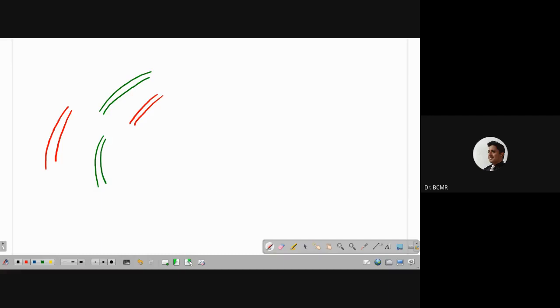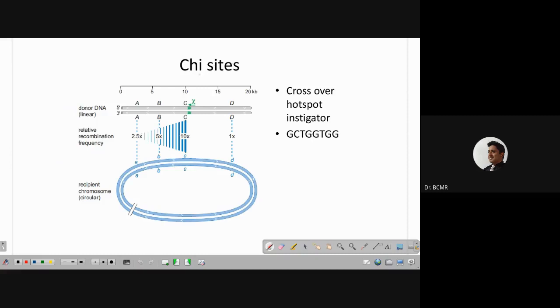And that is where these sites come in. These are called chi sites. This is the symbol for chi sites. It stands for crossover hotspot instigator. That's one phrase, but the abbreviation comes from there. It is a small sequence, something like this. That sequence in E. coli is called the chi sequence, or crossover hotspot instigator.